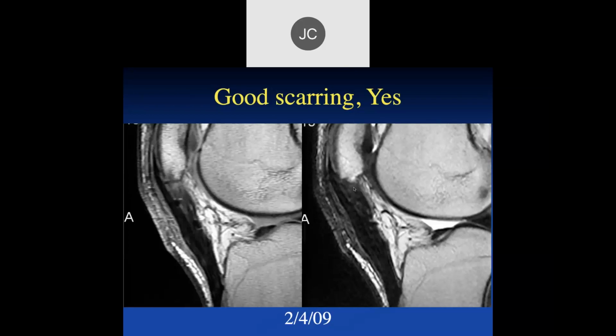With the criteria, we don't have any data to really know, but I think when you see on a T2 weighted image, this is PD, this is T2, if you don't see a lot of fluid here and it looks like scarring, the fibrous tissue goes all the way to the bone, that's probably reasonable.